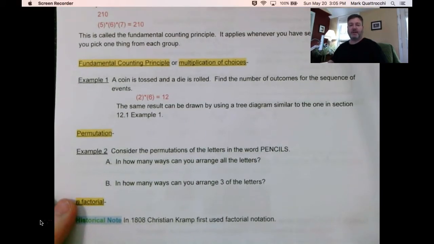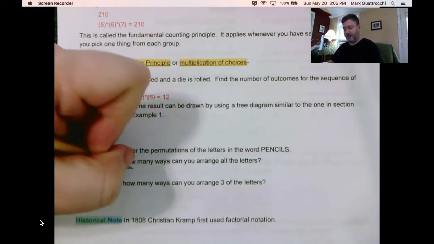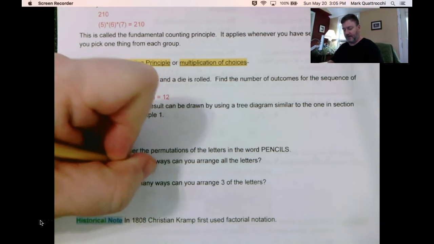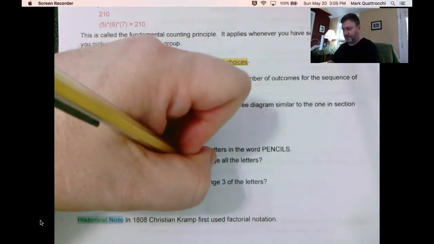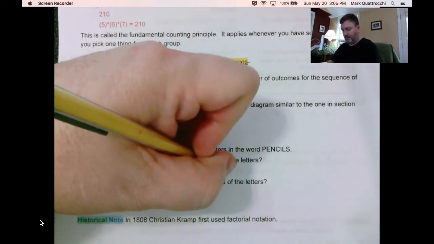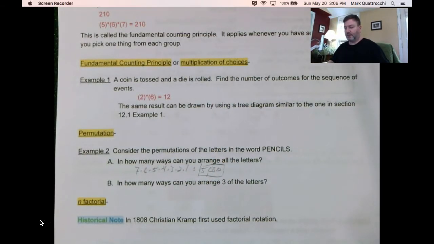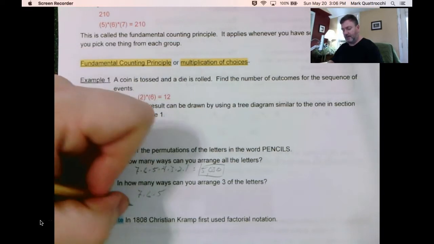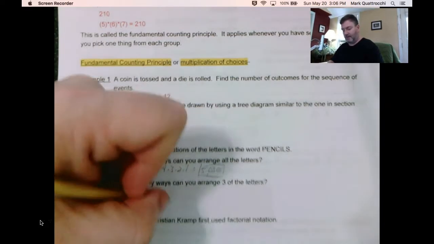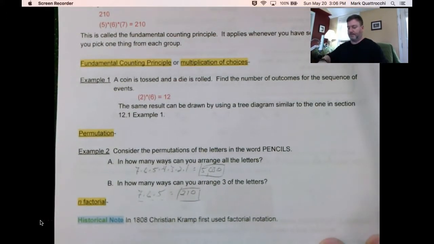Example 2. Consider the permutations of the letters in the word pencils. There are 7 letters, so multiplication of choices: 7 times 6 times 5 times 4 times 3 times 2 times 1 gives us 5,040 choices. How many ways can you arrange 3 of the letters? That's 7 times 6 times 5, so we only have 3 of the letters, which is 210 possibilities.